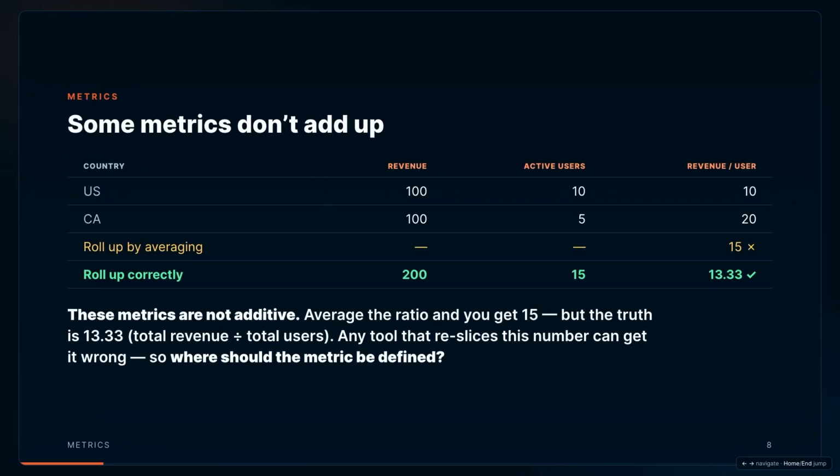Here it is in one table, 2 countries. Revenue and active users add up fine, but revenue per user is a ratio. So if you average the 2 rows, you get 15. That is wrong. The right answer is the total revenue over the total users, so that is 13.33. So where should this metric live? So it is right every time. That is a semantic layer problem.